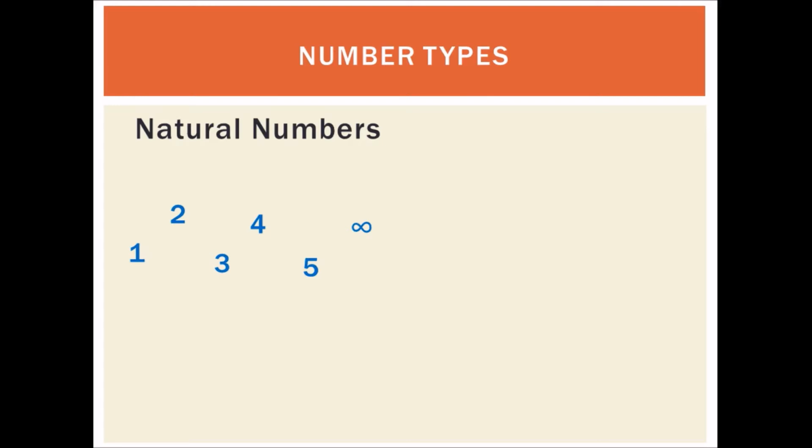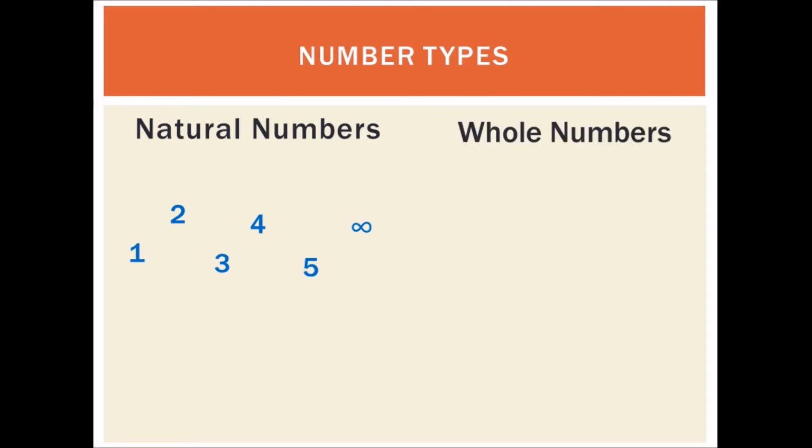This lesson is on different number types. The first number type is called natural numbers. Natural numbers are numbers that you learned as a child when you first learned how to count. So for example, 1, 2, 3, 4, 5, and large numbers, which we're going to call infinity.